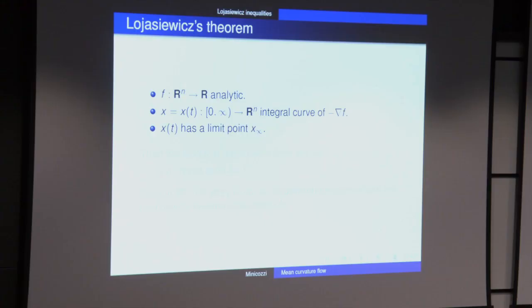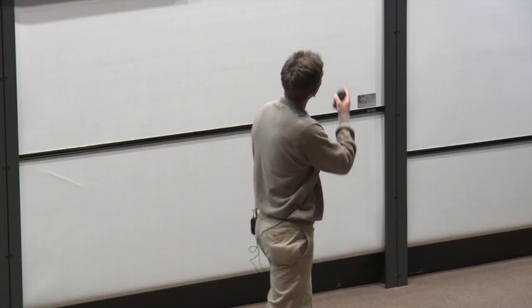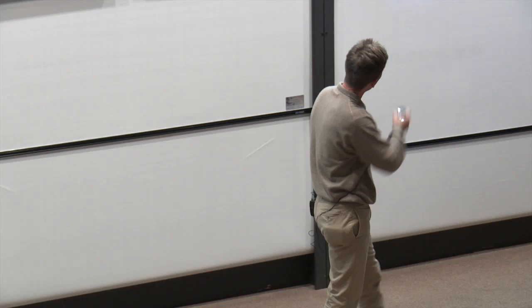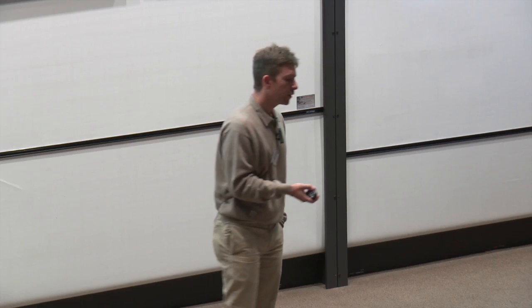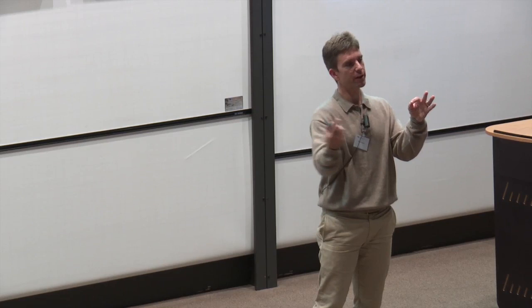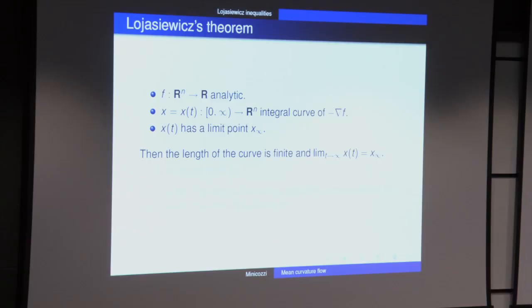Now, what's the relevance of the Łojasiewicz inequalities to this talk? It's this result on gradient flows. If you have an analytic function, and you look at a gradient flow for it, and suppose you have a flow line with a limit point, a point where it returns arbitrarily close infinitely often. In general, for a smooth function, you can have something where a flow line circles an entire curve of critical points. But for an analytic function, you cannot. The flow line must have finite length, and in fact must converge to this critical point.